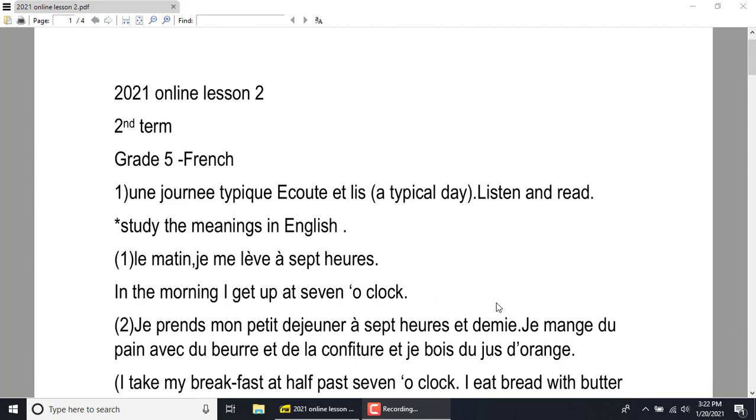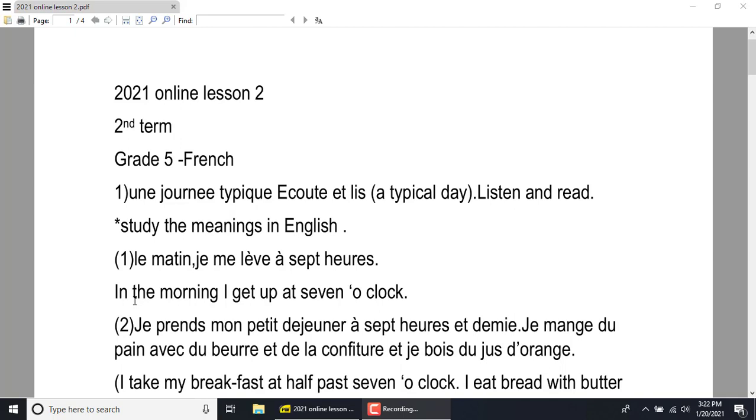So I will upload the audio file for you to listen and repeat. Listen to it as many times as you want, and repeat the pronunciation of each sentence, each description under the picture. You have the number and the description. So listen and repeat it over and over again until you get used to the French accent.